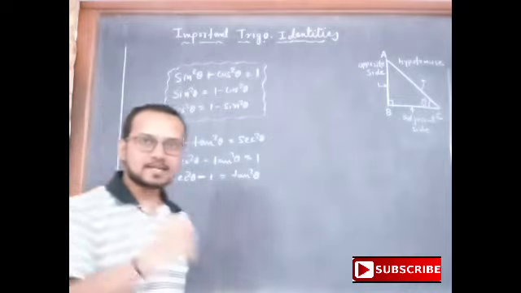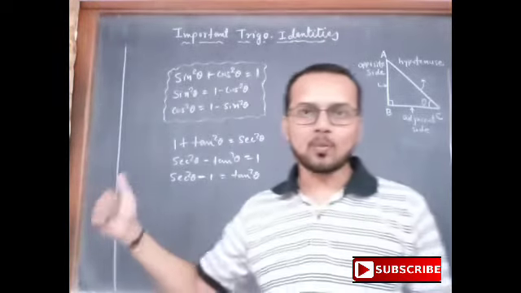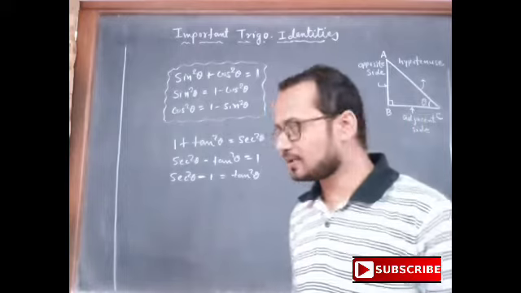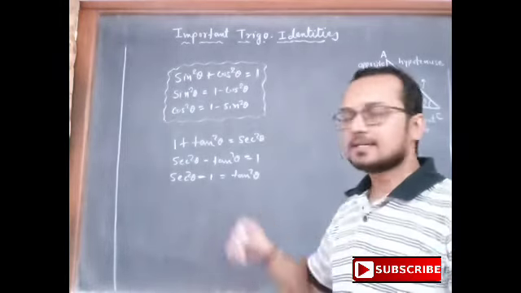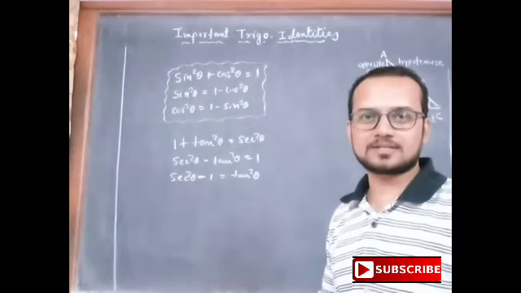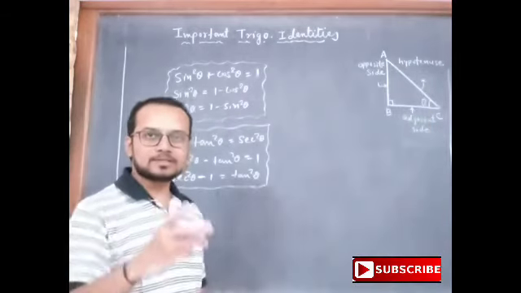So this is the second identity. Once again, it is 1 plus tan square theta equals sec square theta. So we get sec square theta minus tan square theta equals 1 and sec square theta minus 1 equals tan square theta. Now the third identity.